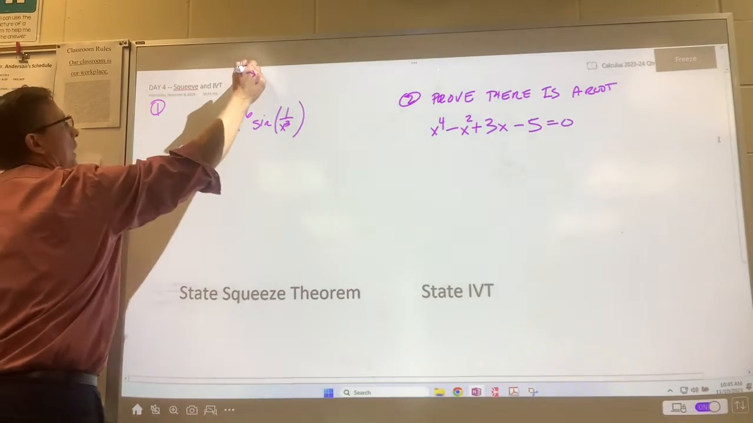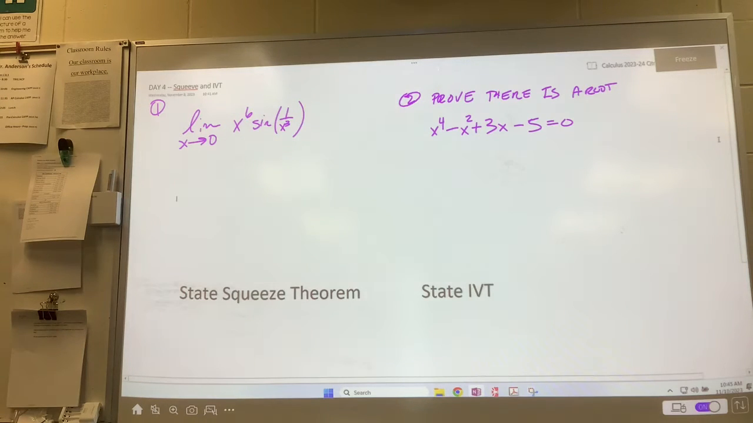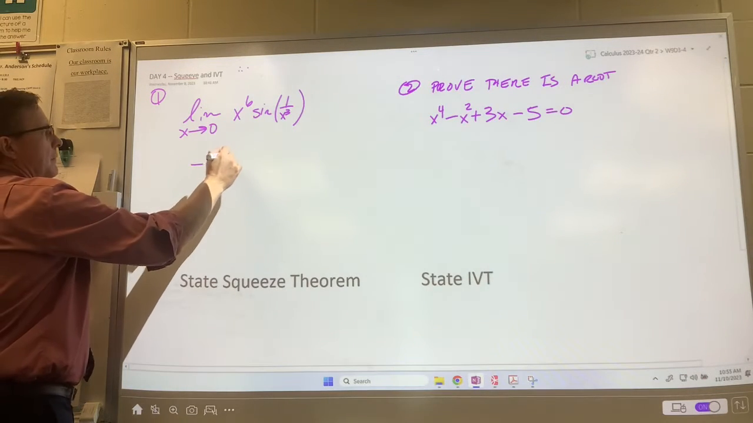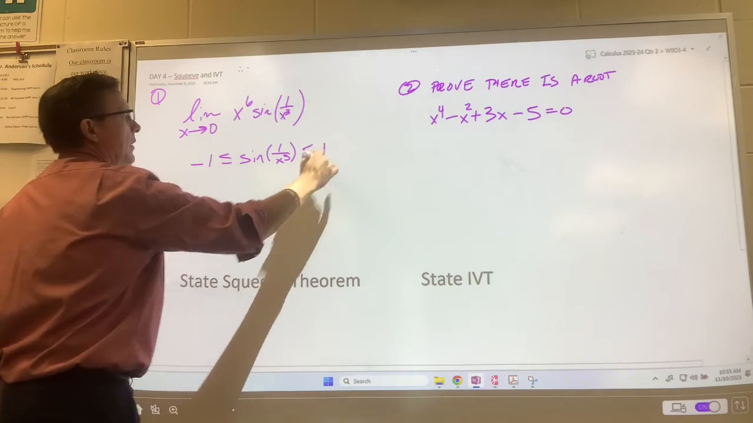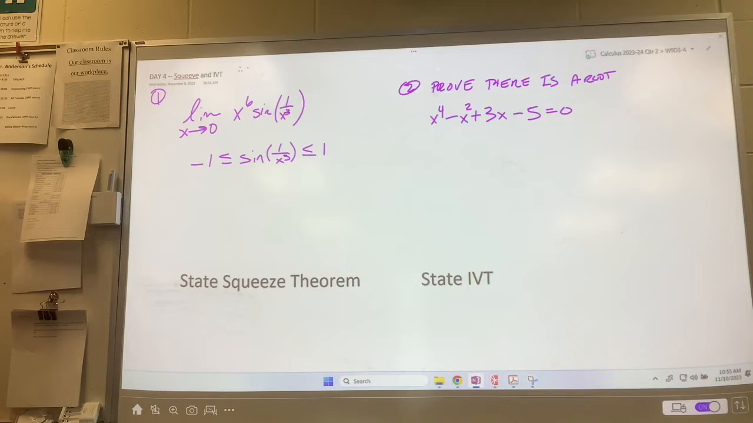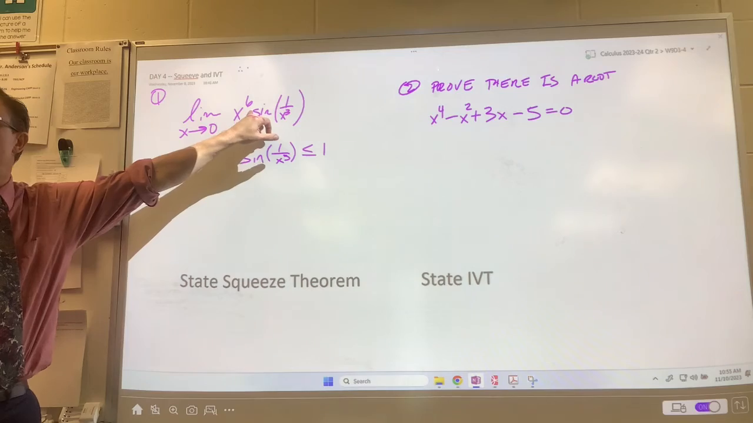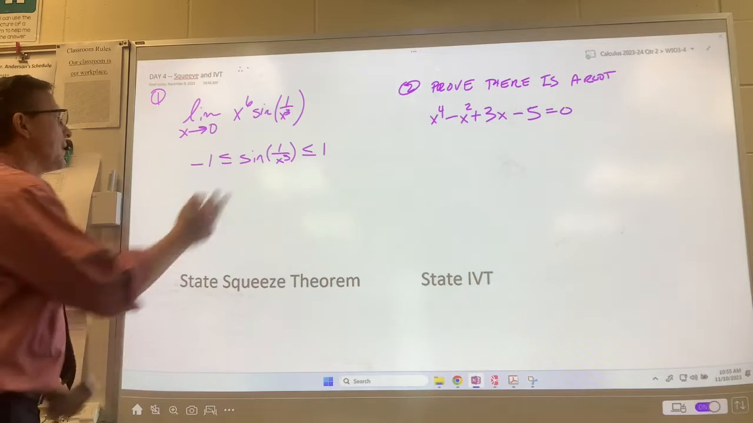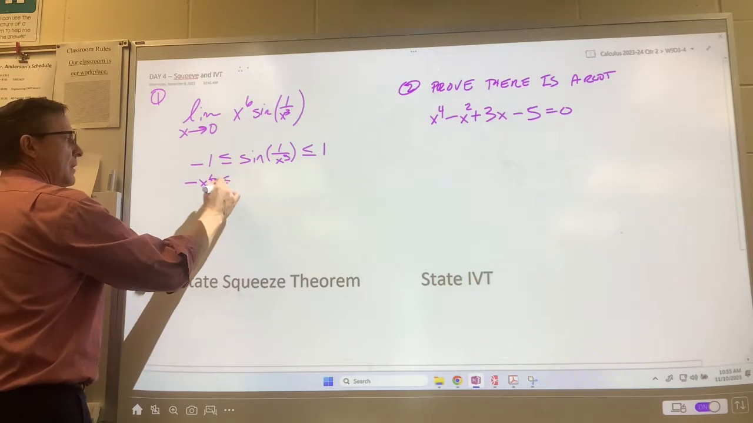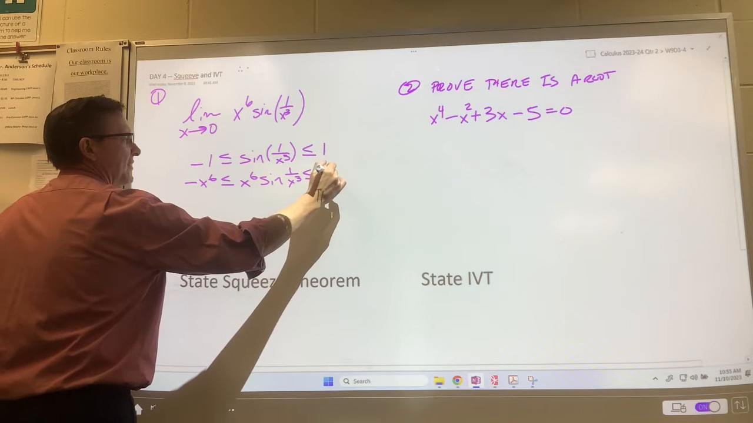Okay, so it helps if I don't have this frozen. Let me unfreeze it. So we're going to go -1 to 1. And everyone, this is undeniable. We start with the fact that we know is undeniable, right? The range of sine is always -1 to 1. It's an absolute guarantee. But we have not yet squeezed the function in the limit. The only difference after you do this is the x to the 6. So we just multiply all the things by x to the 6th.